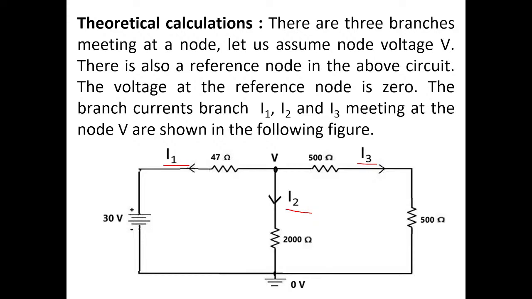Now one more thing. Current flows through 47 ohms, 500 ohms, 500 ohms and 2000 ohms. In which direction does current flow through these elements? You can assume your own directions; you do not have to follow the supply direction. Of course, the positive terminal is upward, this is my positive terminal of 30 volts. Therefore I1 current should start to flow from the 30 volts towards the node V. Here current should divide. So the actual current direction in this circuit is at this node V.